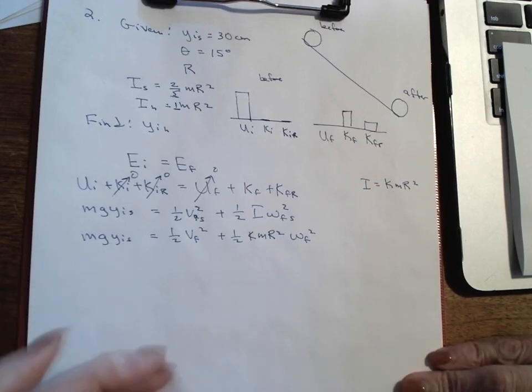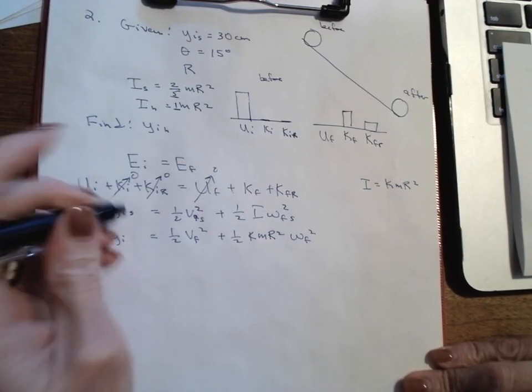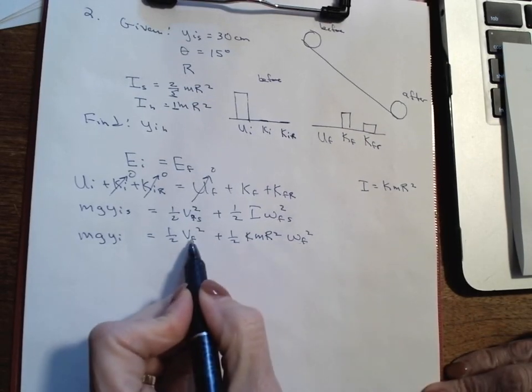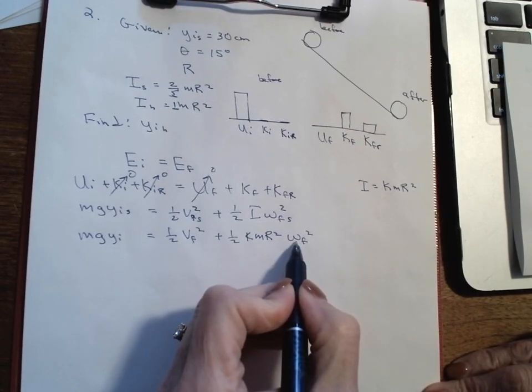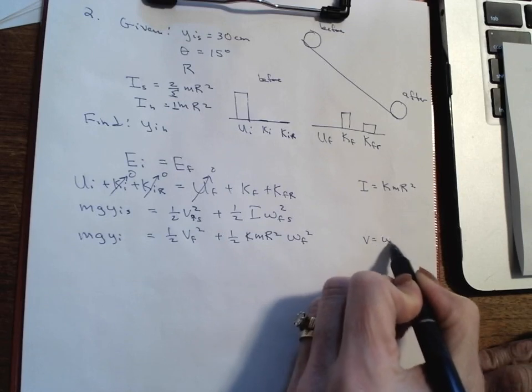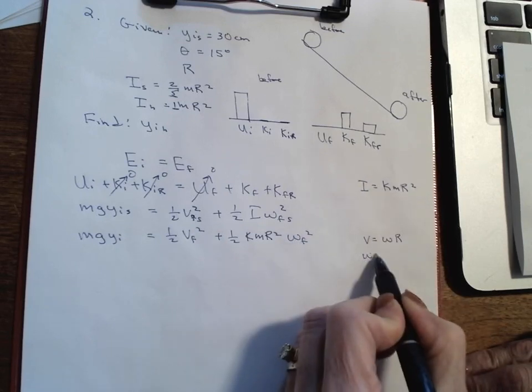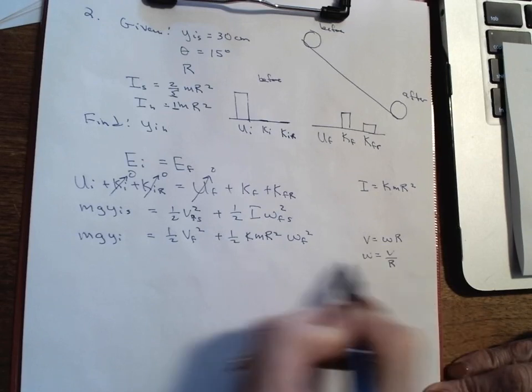Okay, and I'm just going to get rid of the sphere here, so we can be talking about either one. Now we know that when we're rolling without friction, v is equal to omega times R. And so I want to substitute in for omega. I want to use omega is equal to v over R and plug that in here.